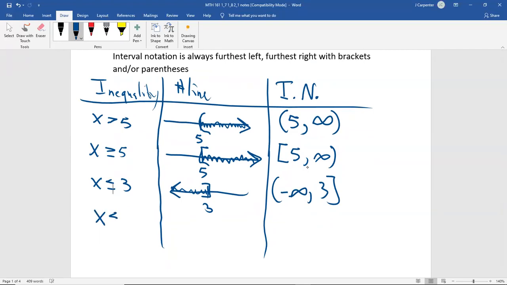X is less than 3, however. Number line, 3 in the middle, shade left, parentheses the 3 this time though. And then it's negative infinity up to 3, both with parentheses.